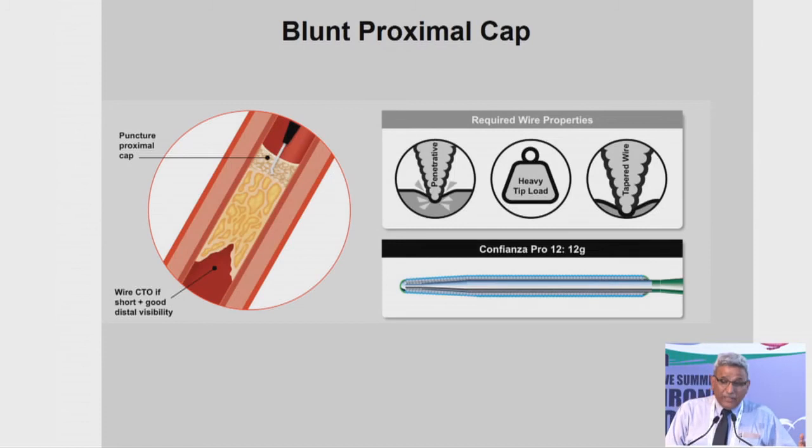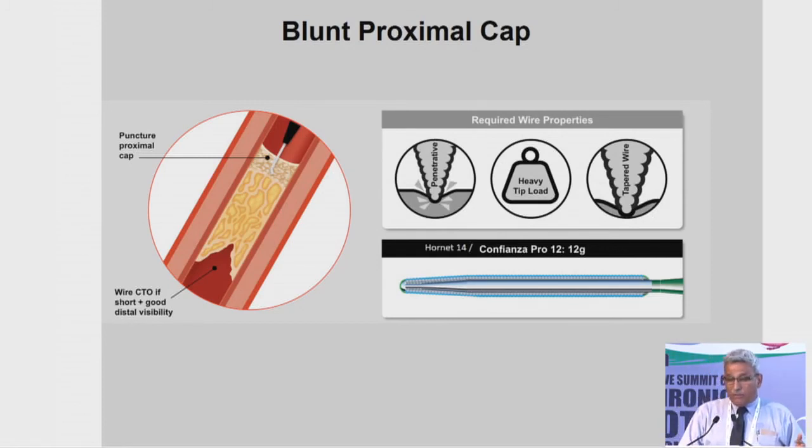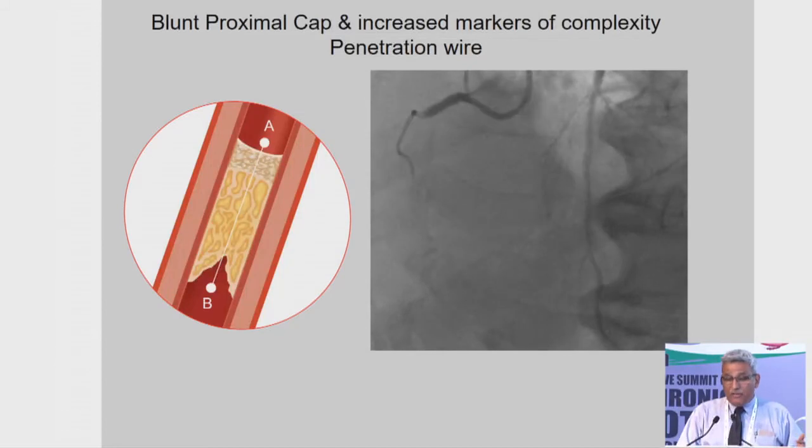And if it's completely blunt, it's calcific, you know the direction, you are confined to the architecture of the vessel, only then use a Conquest, otherwise use a Gaia wire, because this is a wire which would need to be penetrative with a high tip load.